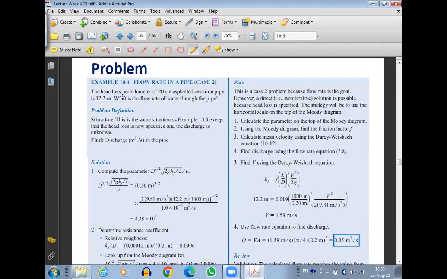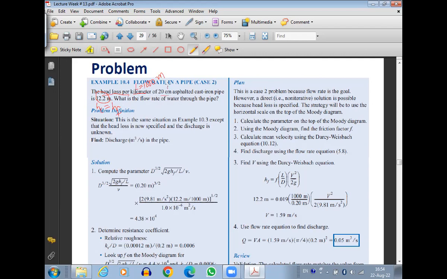The head loss per kilometer of a 20 centimeter asphalted cast iron pipe is 12.2 meters. What is the flow rate of water through the pipe? Now, in this case, the head loss is given. This is h_L, or you can say h_f. Head loss is given per kilometer of pipe. So kilometer means L is 1000 meters.